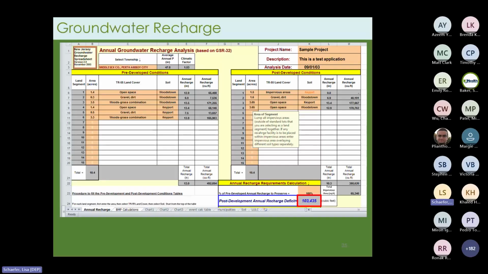All right. So once you have all of the land segment areas and land covers selected for the soils present, the worksheet calculates the deficit created by the proposed project. So here it's 103,435 cubic feet. And then let's go to the second worksheet. We're going to go from here to here. And that way we will evaluate whether the proposed BMP adequately addresses the deficit created by the proposed development.